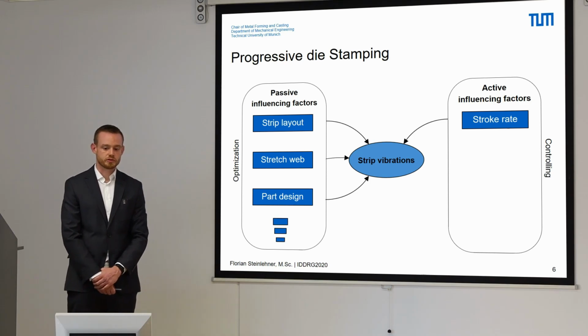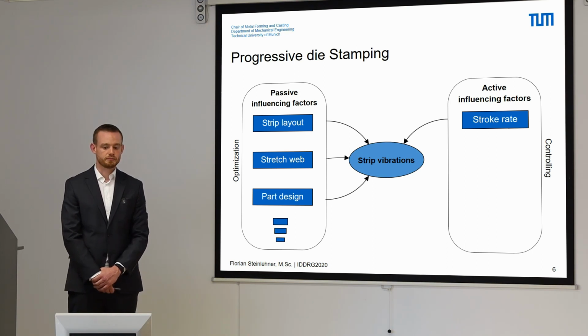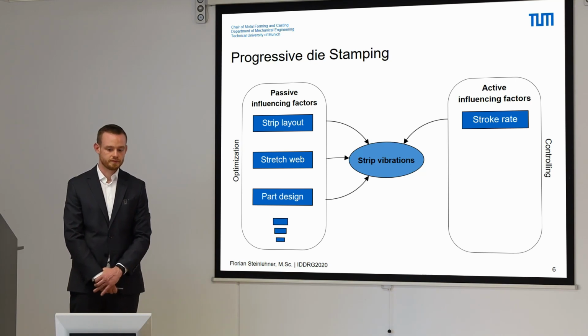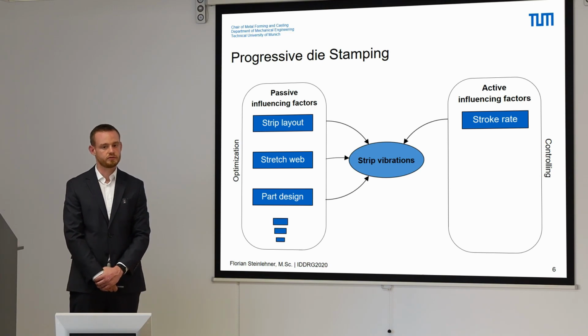To answer this question and to reduce the vibrations on the strip with an active control strategy, we first need to know which influences are affecting those vibrations and in which manner. There are, of course, many passive influence factors, like the strip layout, the geometry of the stretch web connector and the overall part design, which is usually given and cannot be changed. There are limitations in changing the passive factors, and usually one cannot change any of them after the progressive die tool is manufactured.